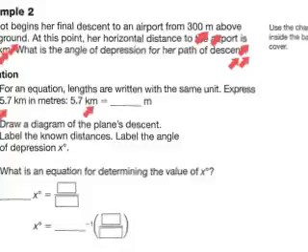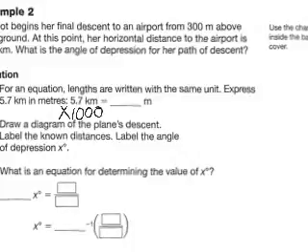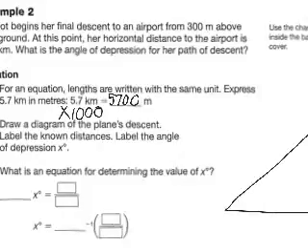In order to change kilometers into meters, we are going to take 5.7 and times it by 1,000, because there are 1,000 meters in 1 kilometer. So 5.7 times 1,000 gives us 5,700 meters. So that's the number we're going to be working with. Part 2 says that we need to draw a diagram for the plane's descent. So here's our diagram. It is a right triangle, that's what we're working with.